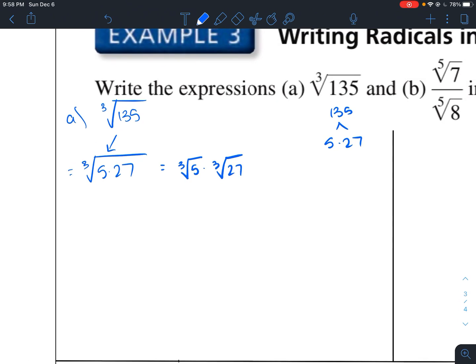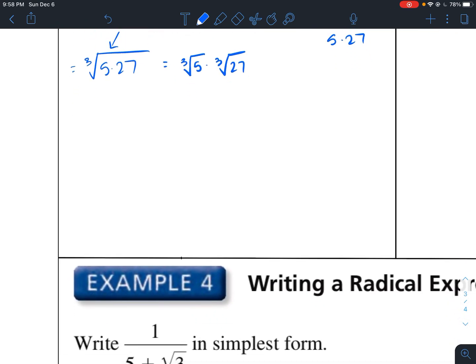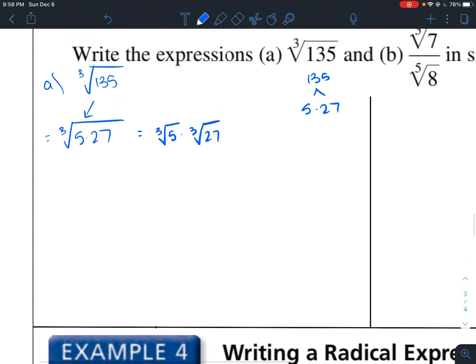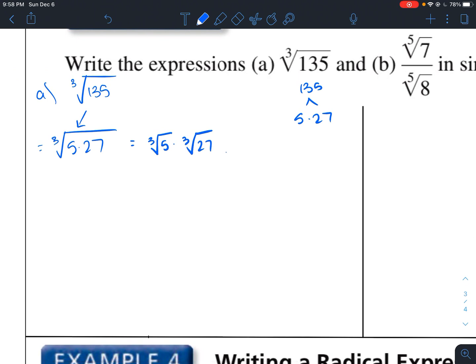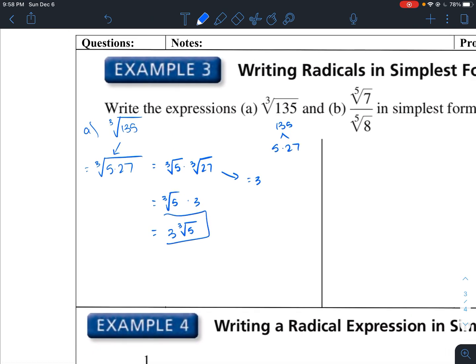So now I have the 3rd root of 5 times the 3rd root of 27, which is good because the third root of 27 is easy to find. It's a number multiplied by itself 3 times that equals 27, and that is equal to 3. So I have the third root of 5 times 3. I'm going to write that as 3 times the third root of 5. Alright, so for this one, I noticed that I can't take the third root of 135. So can I break it up into factors, and are there any factors of 135 that I can take the third root of? And therefore I can simplify using the product property of radicals.